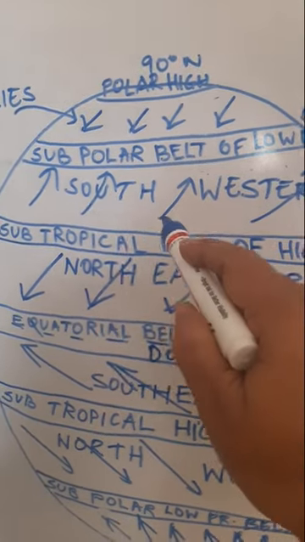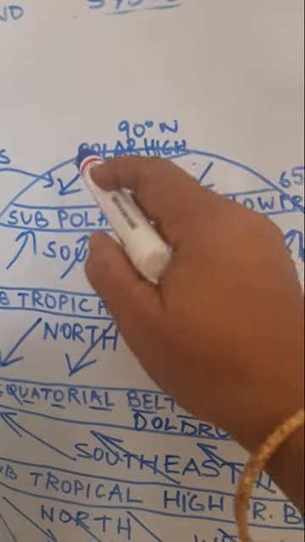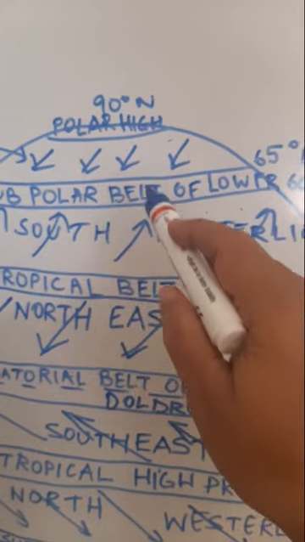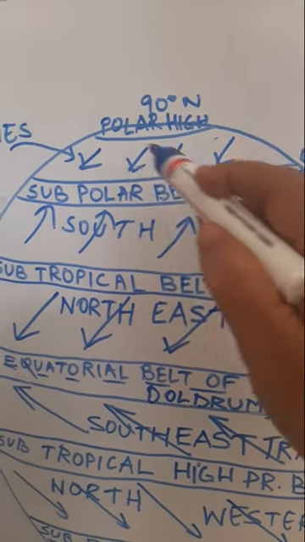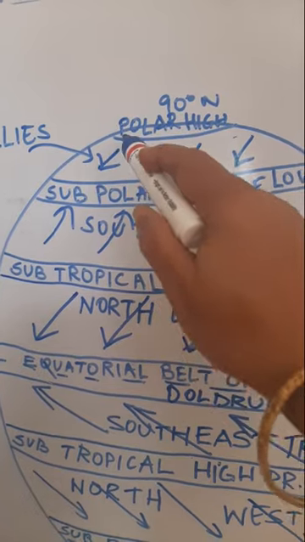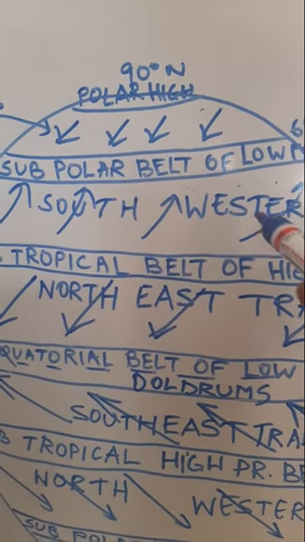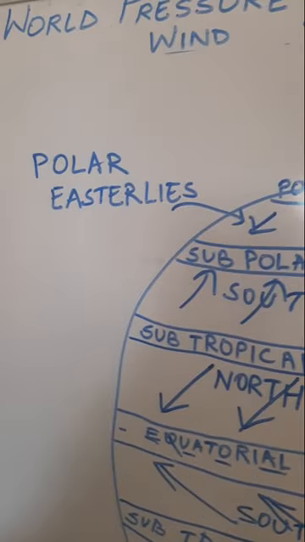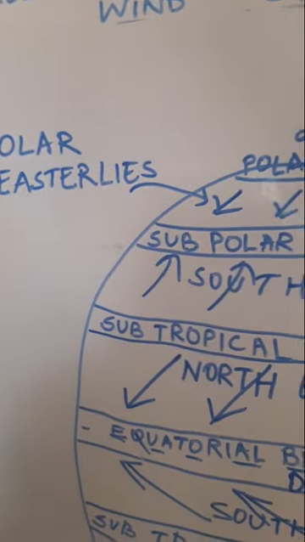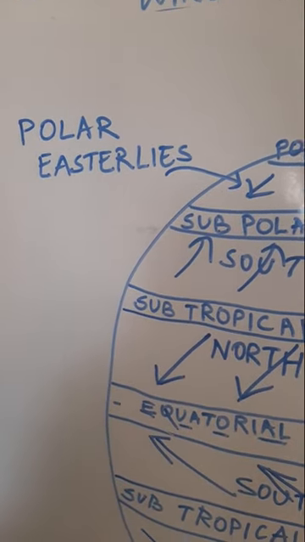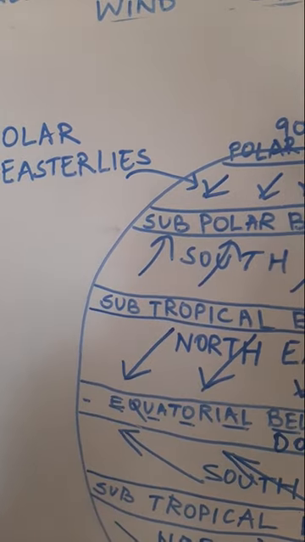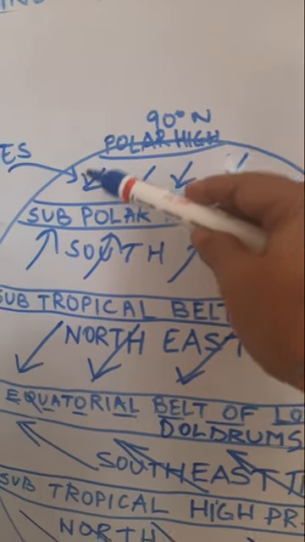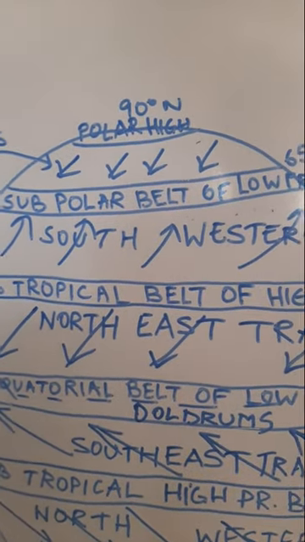So southwesterlies. And then in the northern part, from the polar high, it is blowing towards the subpolar belt of low pressure. So here you can see the direction, again at a certain angle, and the name will be polar easterlies. It is blowing from the polar high towards the subpolar belt of low pressure. It is moving at a certain angle.